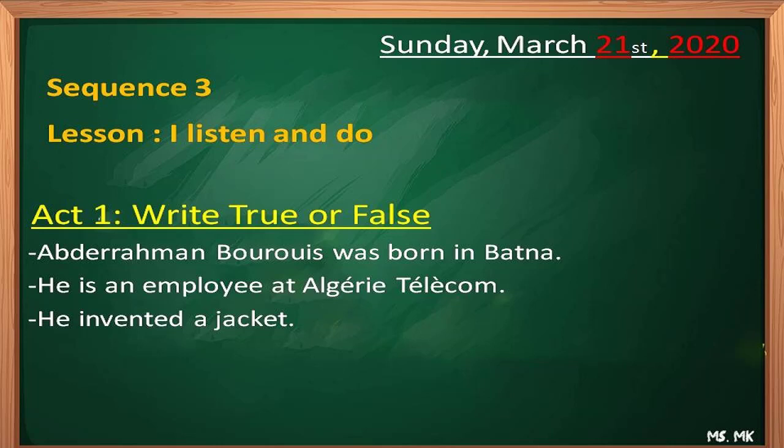And while asking questions of interaction about the script here, I am testing my pupils' ability to skim. It means their ability to get the gist of the script and at least to get the general idea. And then I'm going to test my pupils' ability to scan, means they look for a particular information. Here I have introduced 3 sentences. Dr. Abdelrahman Barwis was born in Batna. He is an employee at Algerie Telecom and he invented a jacket.